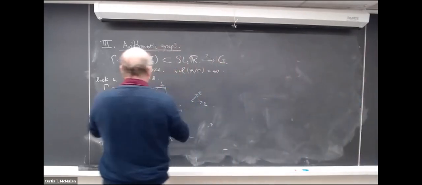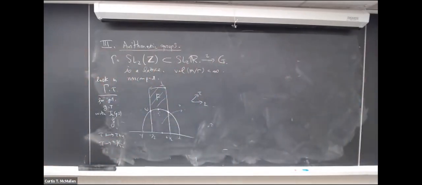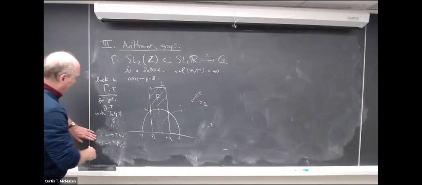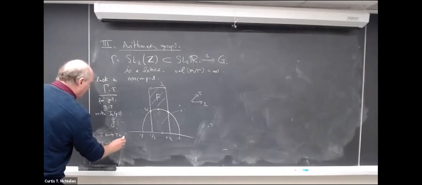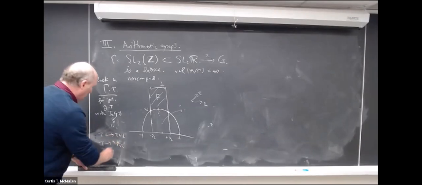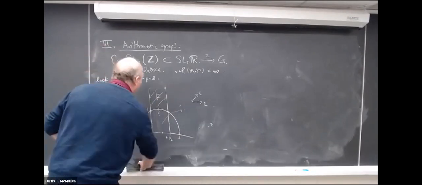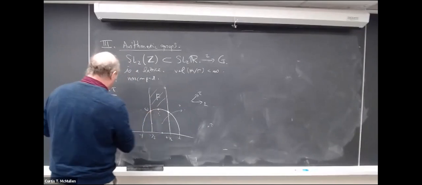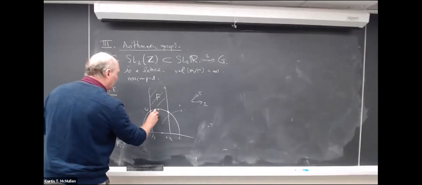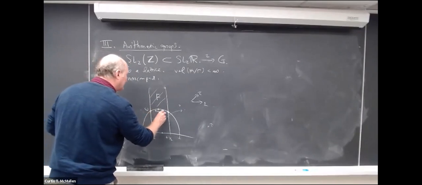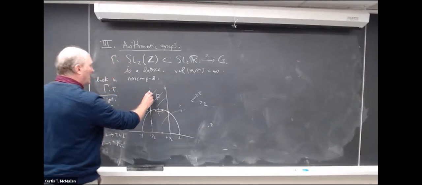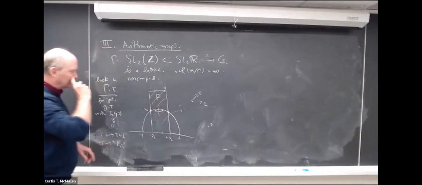So that's the sketch of the proof that F is a fundamental domain for the action of SL2Z. And indeed, these generators, tau goes to tau plus 1 and tau goes to minus 1 over tau, can be used to identify the sides of F. So tau goes to minus 1 over tau glues this edge to this edge, and translation by 1 glues this edge to this edge.